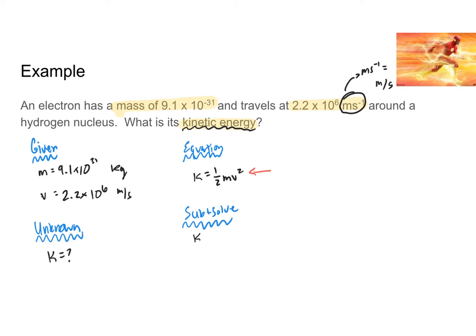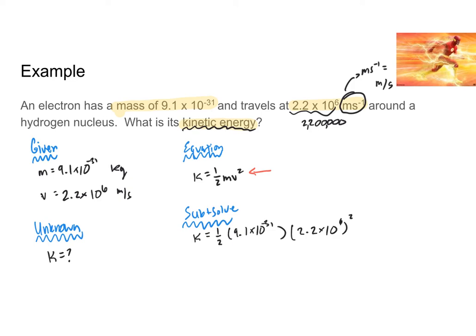Anywho, subbing and solving, I find that my kinetic energy is equal to 1/2 times my mass, so 9.1 times 10 to the -31st, times my speed squared, which is 2.2 times 10 to the 6th, and we're squaring that whole thing. So you'll notice I put my exponent outside of my parentheses because I need to square 2.2, but I also need to square 10 to the 6th, since remember, this is scientific notation for 2,200,000. So I'm squaring that whole thing, not just the 10 to the 6th or just the 2.2.